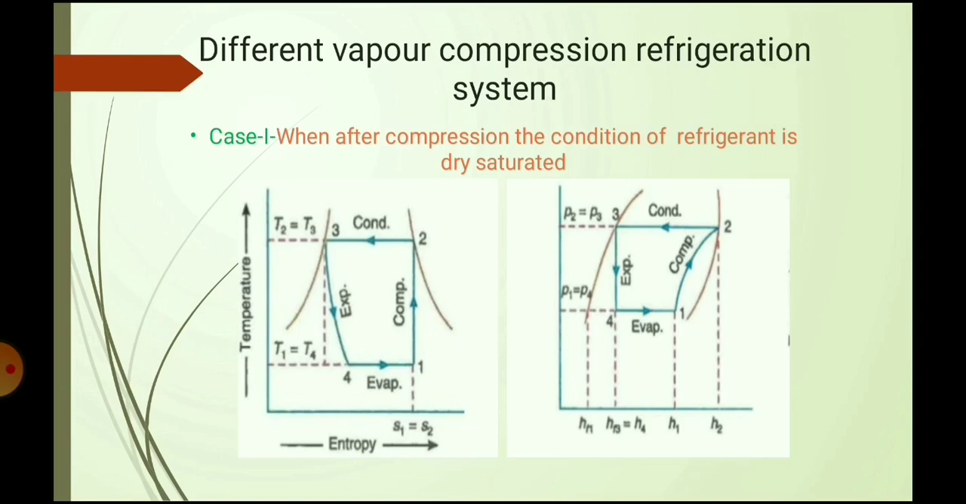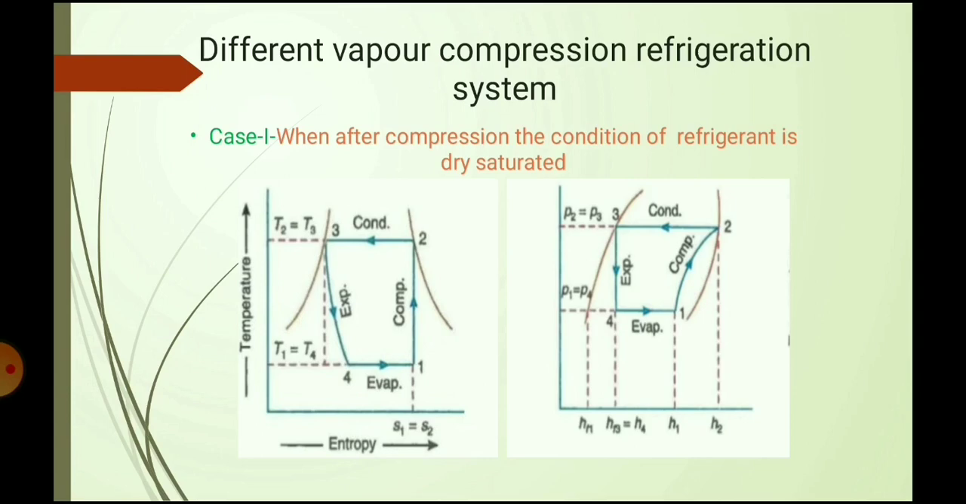In that case, wet compression takes place, and that is the disadvantage of the system. We always prefer dry compression, because in wet compression the refrigerant can wash away the lubricant used in the compressor, and after that it mixes with the refrigerant and changes the property of the refrigerant. Due to this, the evaporation temperature as well as the condensation temperature are both changed.